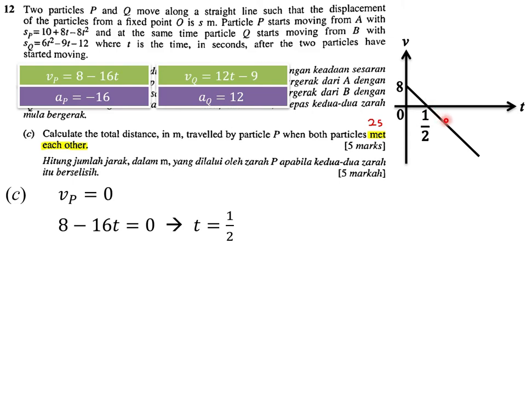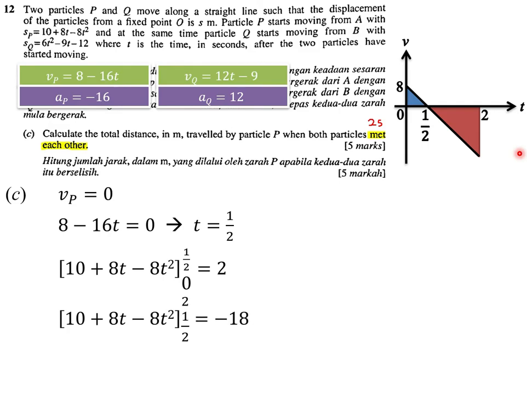And then it speeds up again until 2 seconds, then they will meet each other. You can see two triangles here. We substitute 0 until 1/2 inside the equation for the displacement to find the first area. Then after that, we find the second area, which is from 1/2 until 2 seconds, and that will give you negative 18. To get the total distance, we just have to add them without the negative. Then you will get 20 meters.